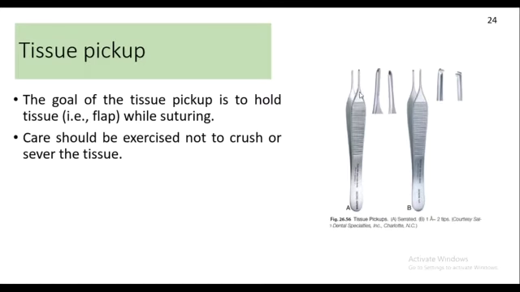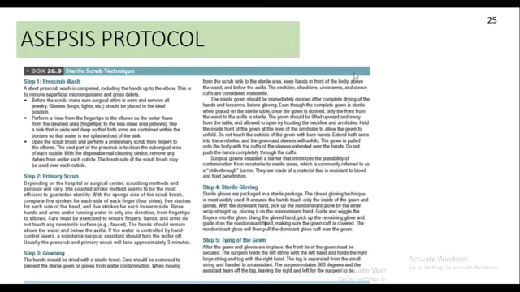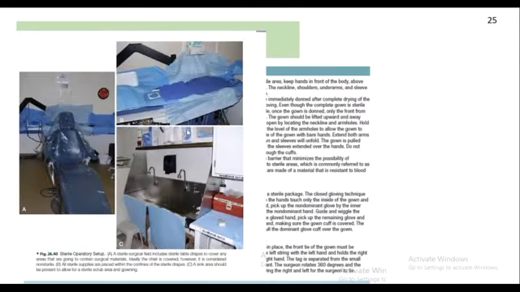Coming on to the tissue pick, the goal of the tissue pick is to hold the tissue or the flap while suturing, and you need to see that you do not crush the tissue. Now there are certain asepsis protocols which you need to follow so that the surgery goes smoothly.